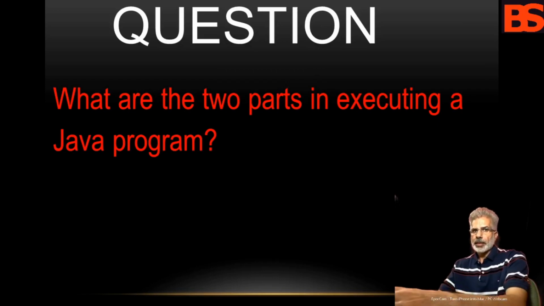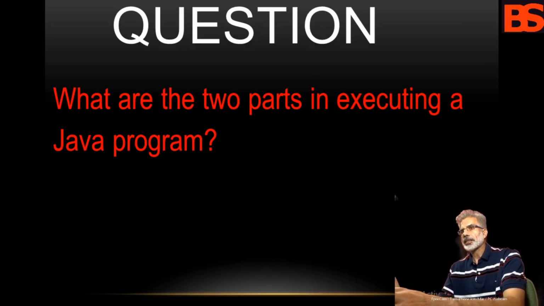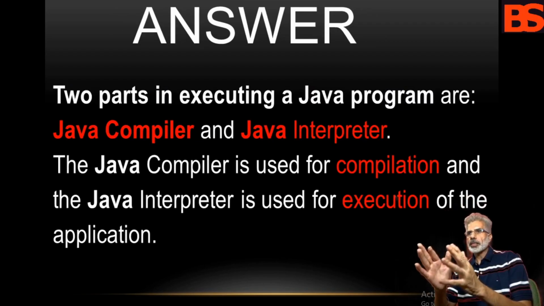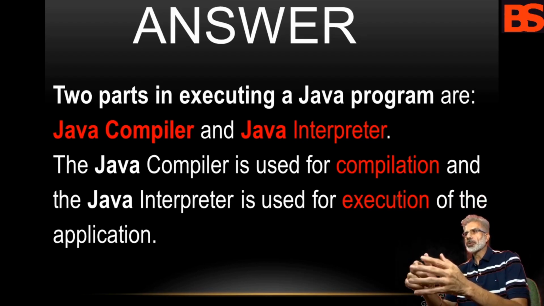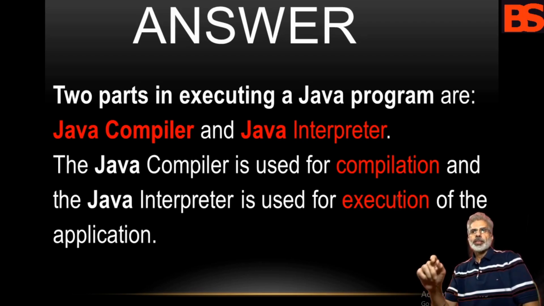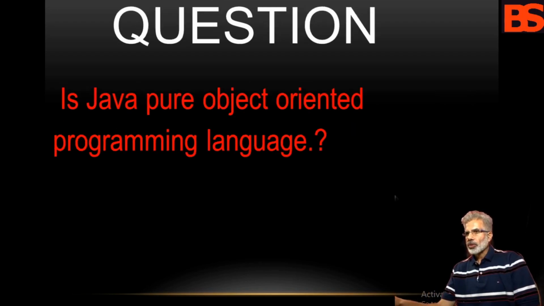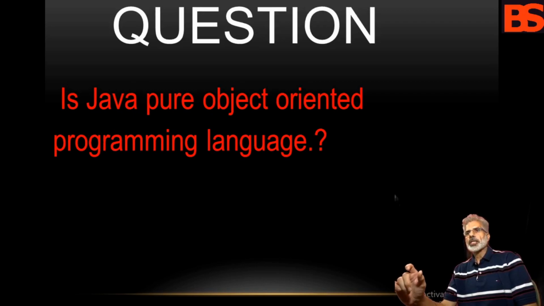Hello guys, I asked a question in the last lecture: what are the two parts in executing a Java program? The answer is that the two parts in executing a Java program are the Java compiler and the Java interpreter. The Java compiler is used for compilation and the Java interpreter is used for execution of the application. So today's question is: is Java a pure object oriented programming language? Please give the answer in the comment section, otherwise I will tell you in the next lecture.